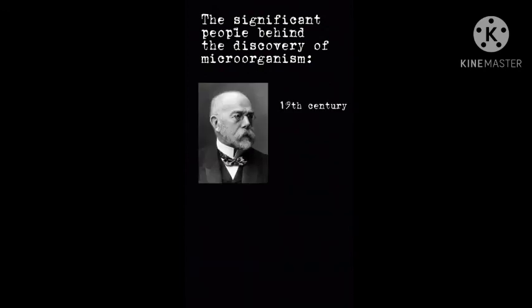In the 19th century, a very important person named Robert Koch proposed the germ theory of disease. So what is the germ theory of disease? This is the idea that tiny organisms called microbes cause infectious diseases that are easily passed among humans.